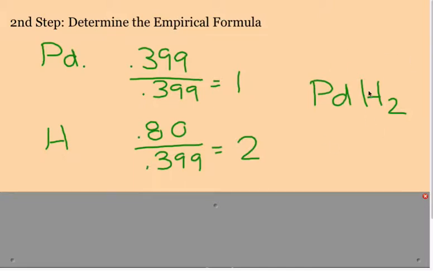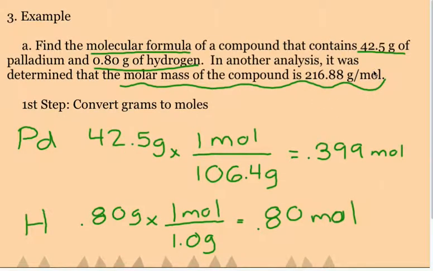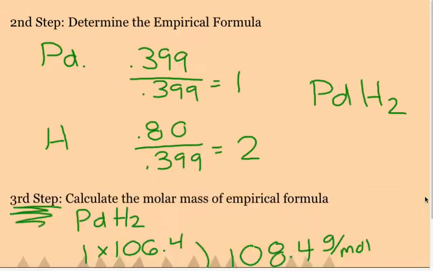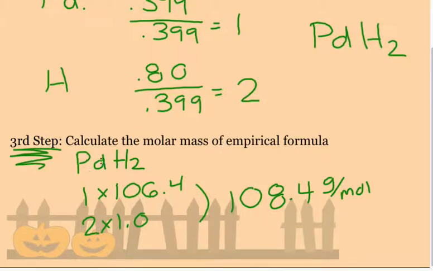But in this case, they asked us to do an extra step, and what they gave us for that is they told us the molar mass. So what it's telling us is the molar mass of our formula has to equal that. So what we're going to do is check that. I looked up how much palladium weighs. One palladium is 106.4. I looked up how much hydrogen weighs. 2 times 1 is 2. I added it together, and my empirical formula's molar mass is 108.4.